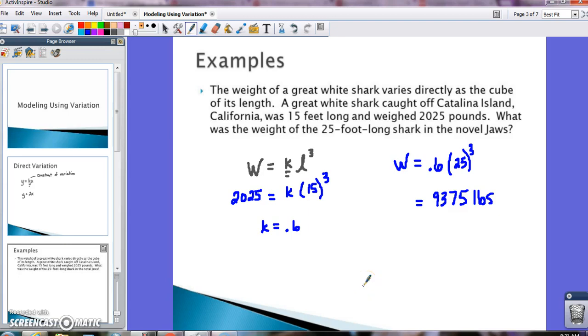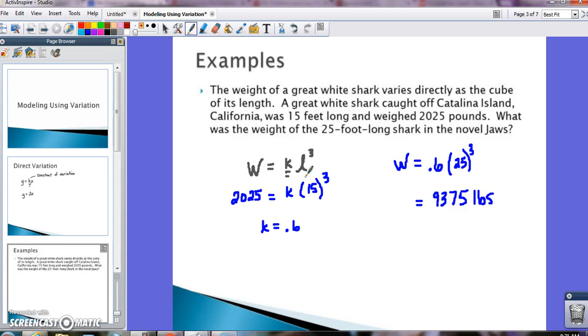Okay, but that's the idea behind direct variation. This might just be L. It might be L squared, it might be L cubed, it might be L to the 5th. Whatever the problem says is what you're going to put in there. But remember that constant of variation is what you're looking for. Once you have that, then you can go and solve the rest of the problem.